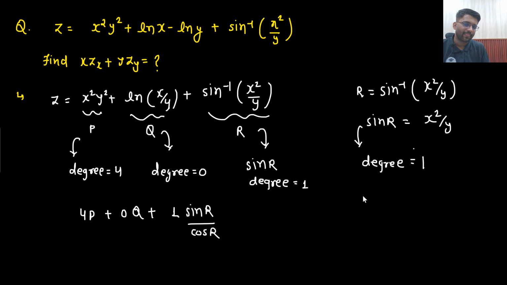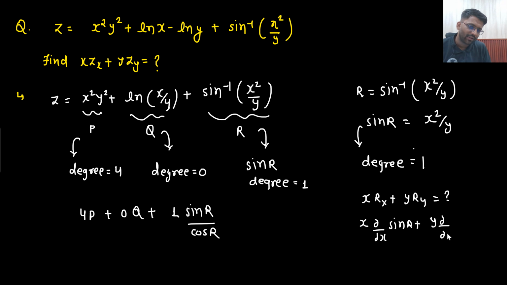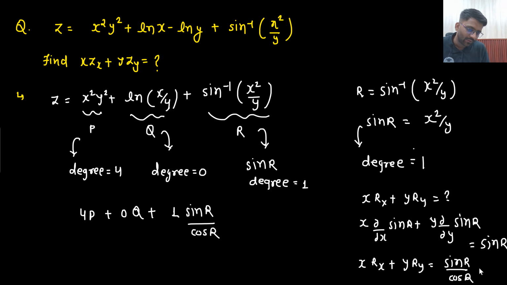What do I need to find out? I need to find out x into Rx plus y into Ry. But I know one thing, that x del by del x of sin R plus y del by del y of sin R would give me, since degree is 1, sin R, because sin R is a homogeneous function. So what will be the answer I will get? Differentiation of sin R will be cos R, and that will go downward. So x into Rx plus y into Ry, with sin R, differentiation of sin R being cos R. So from here we are getting tan R.